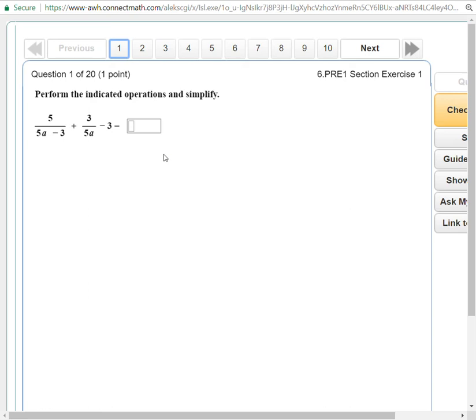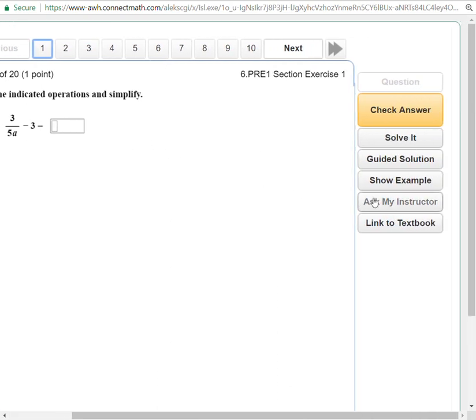There are different mathematical maneuvers, so to speak, that are necessary in order to go from one step to the next, so I think it's a good idea to see it play out one step at a time. So my recommendation to you is to use the guided solution.